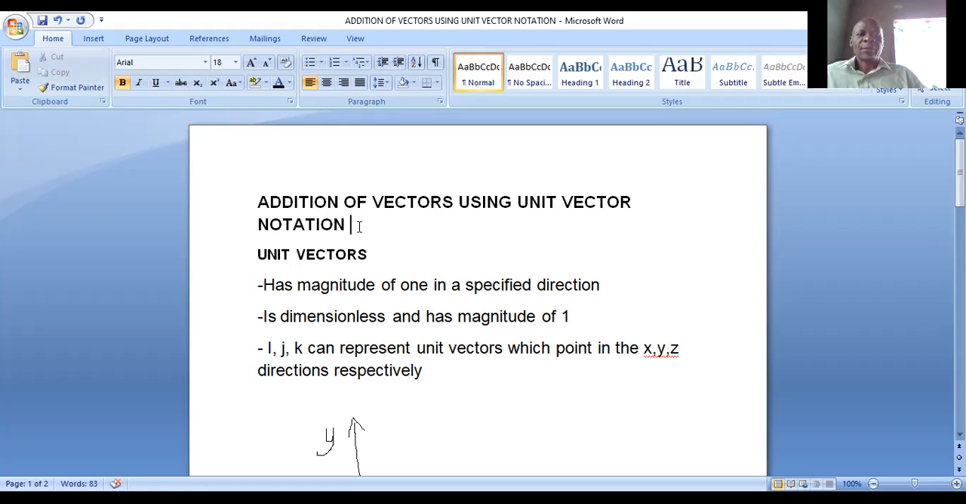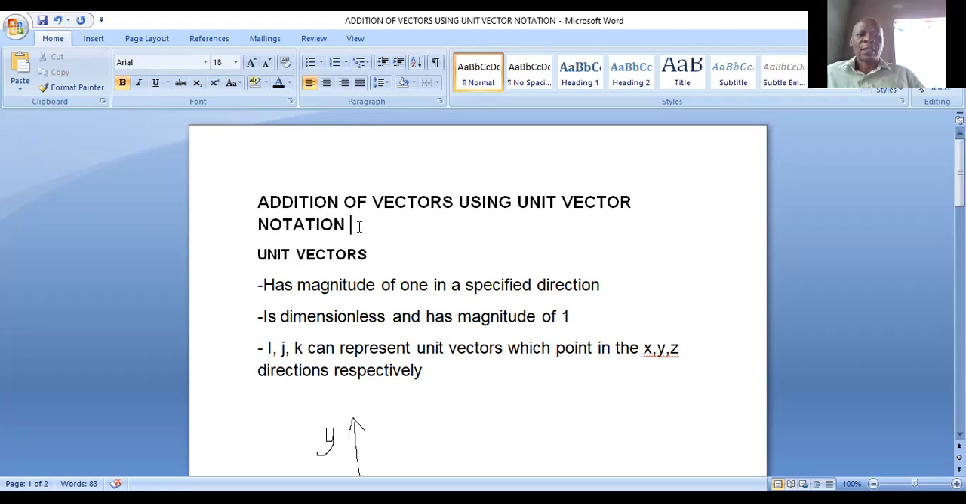And so this is very important because several times we interact with problems in vector notation in physics. And so learners should have these basic concepts of how they can add vectors using the unit vector notation.